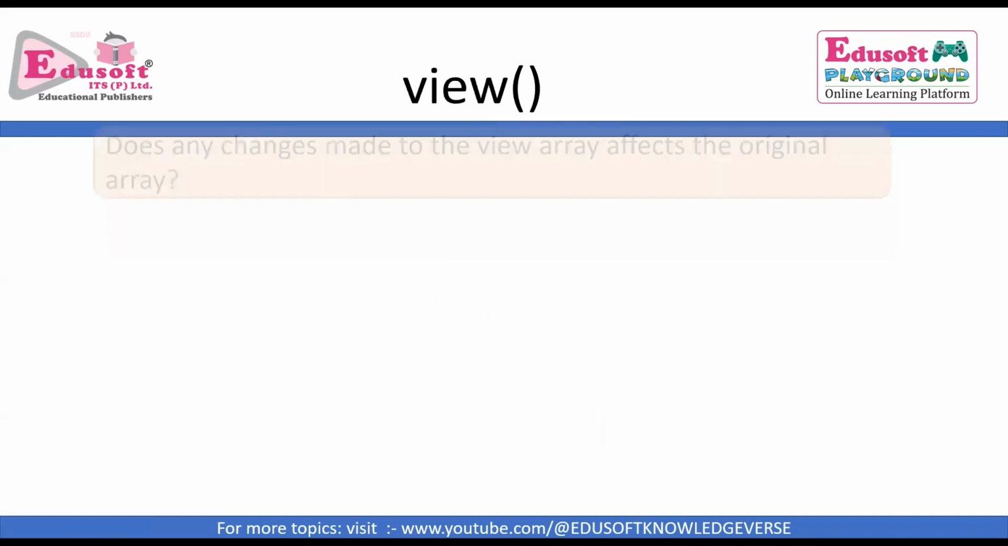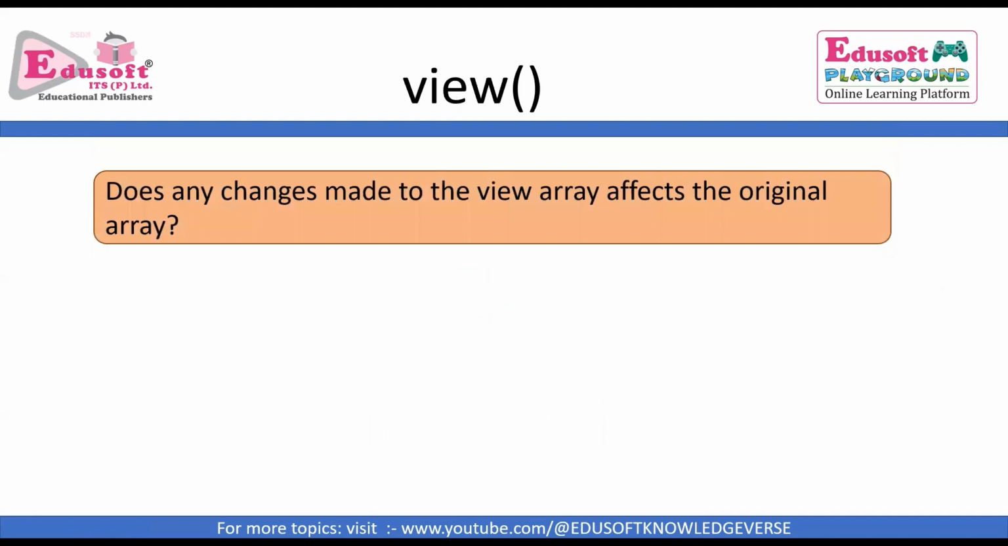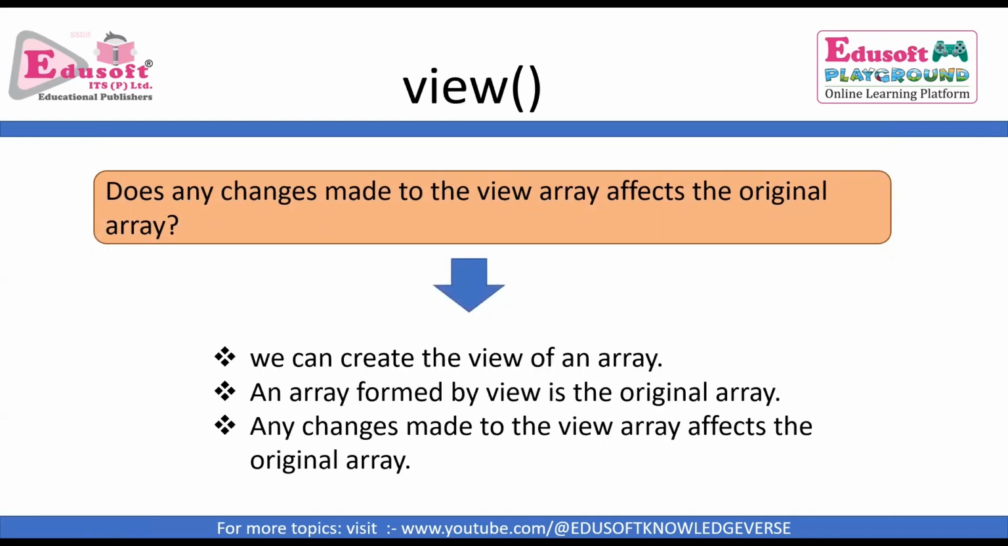Now the view function. Do any changes made to the view array affect the original array? Yes, we can create a view of an array. An array formed by view is the original array. Any changes made to the view array affect the original array. It means if you make any changes in the original array or the view array, it is going to reflect in the view array and original array respectively.